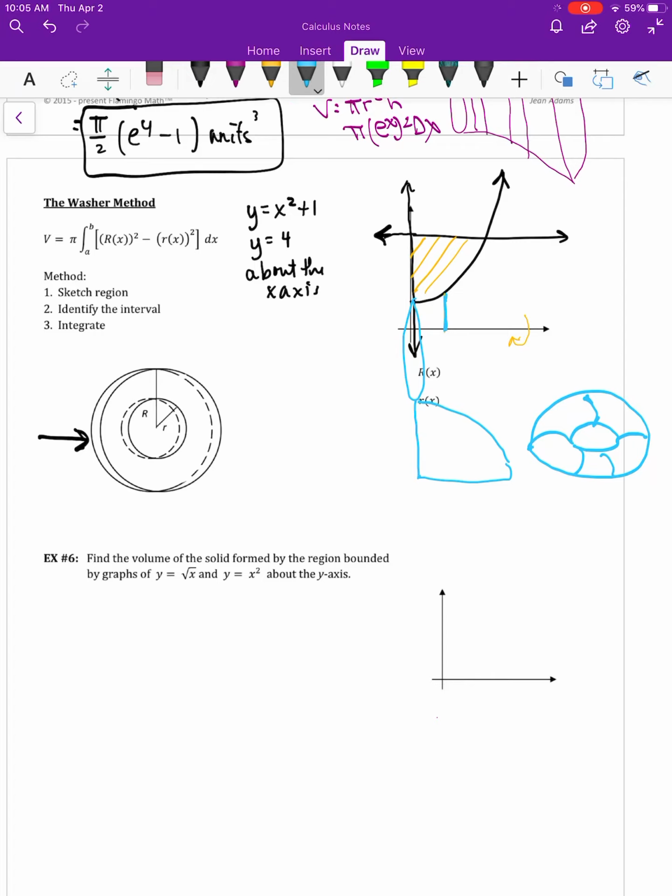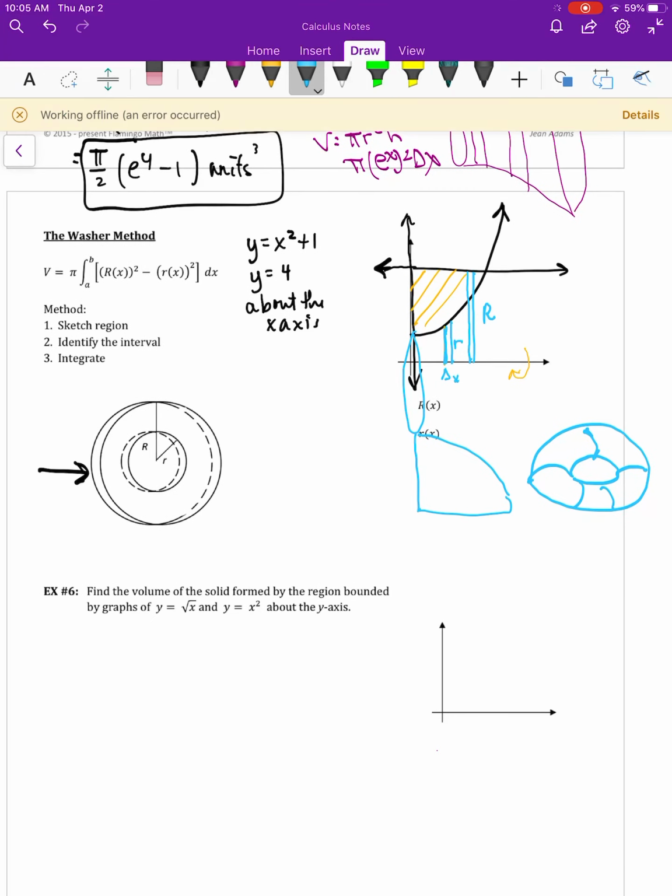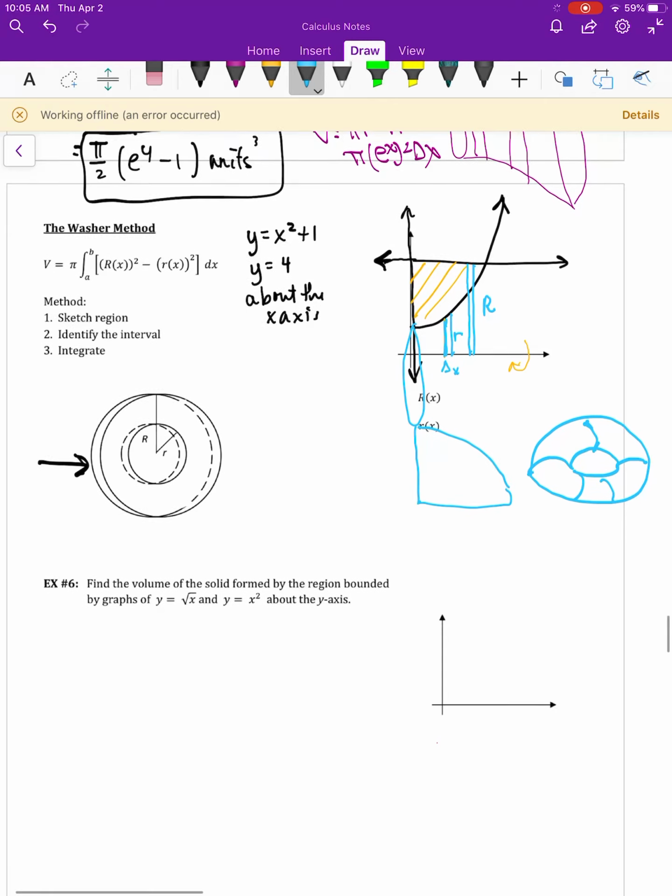So it's going to involve a little r and it's going to involve a big R. I don't know if I said it, but look, my representative rectangle for my little r is perpendicular to my axis of rotation. My representative rectangle for my big R is perpendicular to the axis of rotation. Both of them have a width of delta x along the x-axis, so I know I'm going to be having x integration.